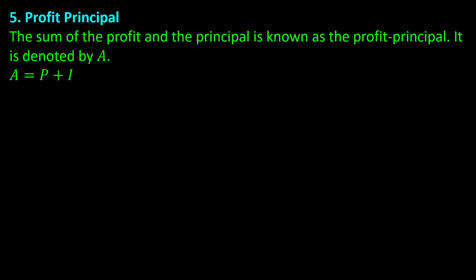Since I have told you that the sum of profit and principal is known as the profit principle, we can write A equals P plus I. Again, we know that I equals PNR. So in place of I, I put PNR here, and the other terms remain the same. In the next line, taking P as common, we find A equals P times (1 plus NR).